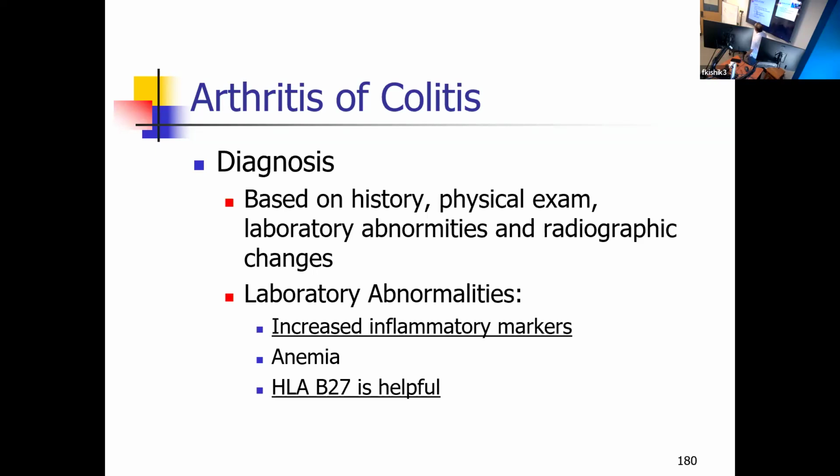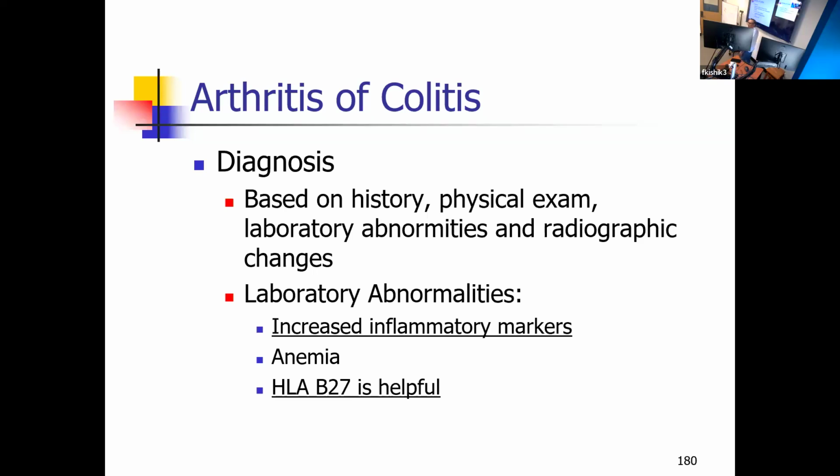History and physical is key. They'll tell you that they have Crohn's disease, ulcerative colitis, and so forth. And then you want to go and get some blood work on these patients. HLA-B27, ESR, CRP will help you check to see if the patient's anemic.